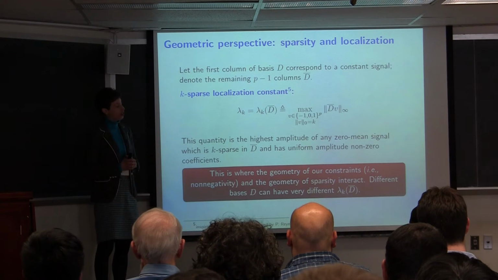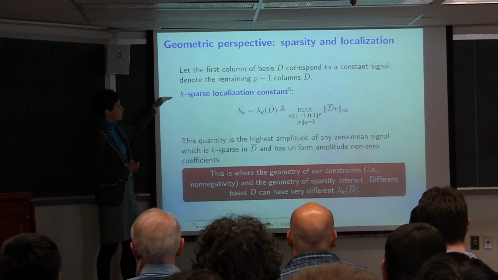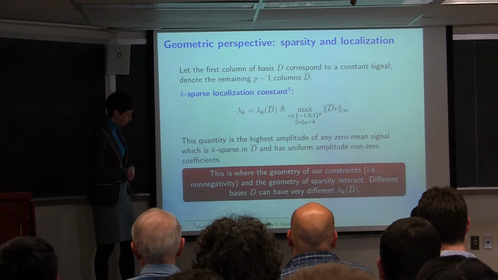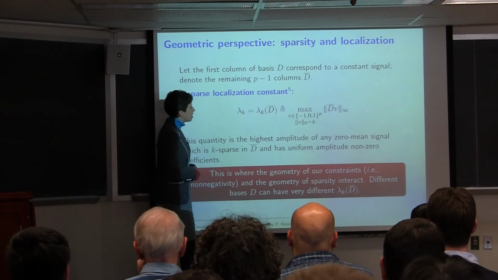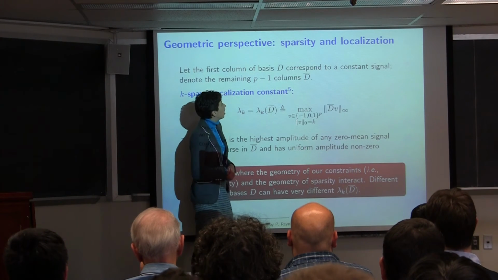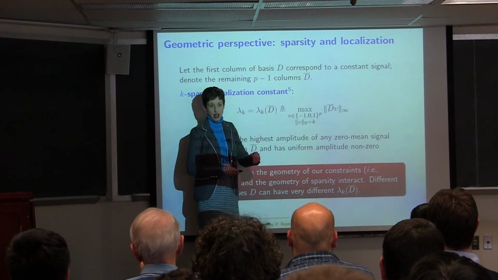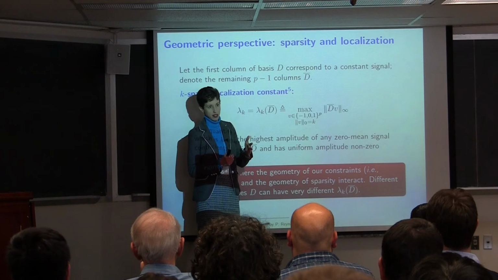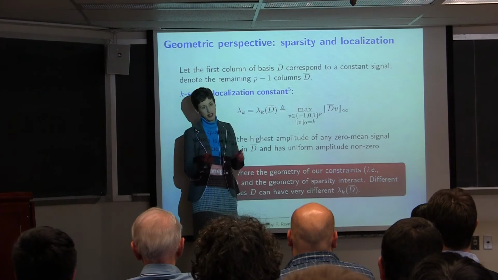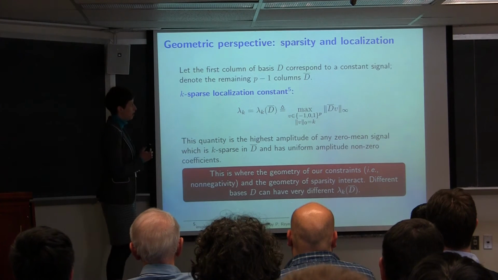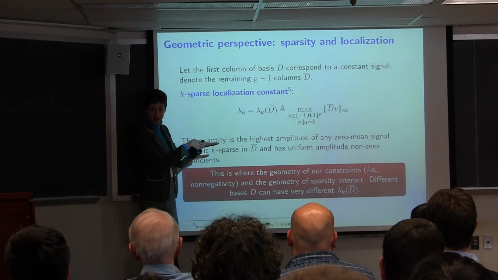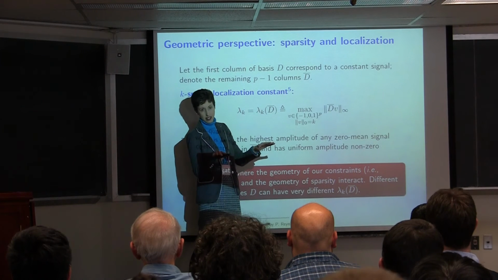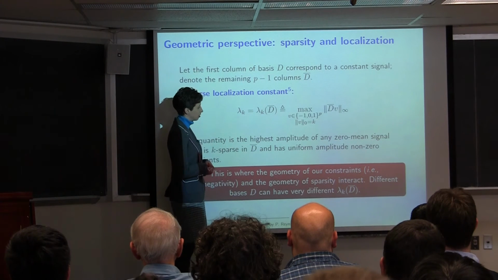And that's why we see these different rates. And so what we're going to do is characterize this with something called a k-sparse localization constant that we introduced. Basically, it's the following. We're going to assume that our basis has one basis function which corresponds to a constant or a DC offset, which is common in, say, Fourier bases, wavelet bases, etc. And since we know the overall brightness of our scene is 1, we don't have to worry about it, so we're just going to focus on everything that's not the constant background level of the signal.